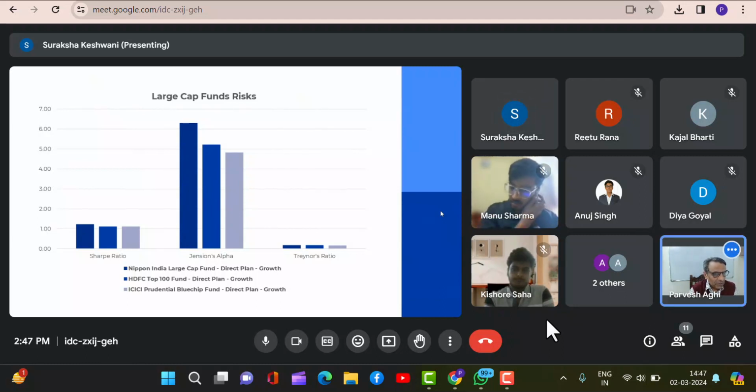Which is the risk. So this is the adjusted return per unit of risk you're taking. So where you get the highest, that would be having the highest Sharpe ratio. How much return you are getting over and above the risk free rate?